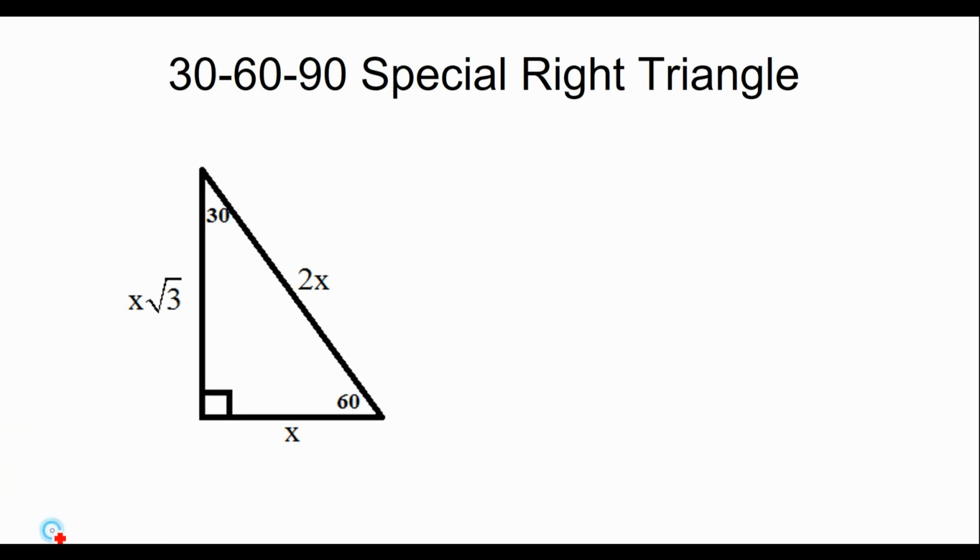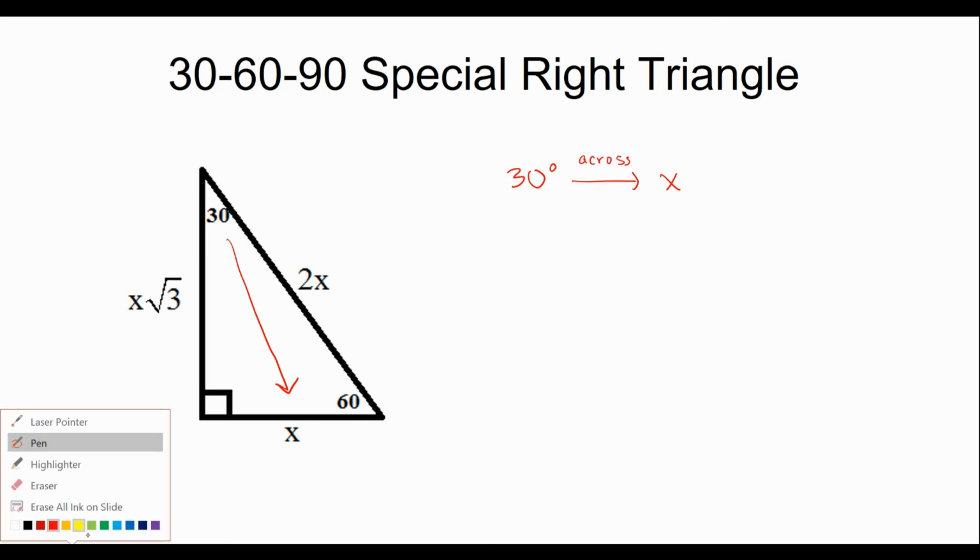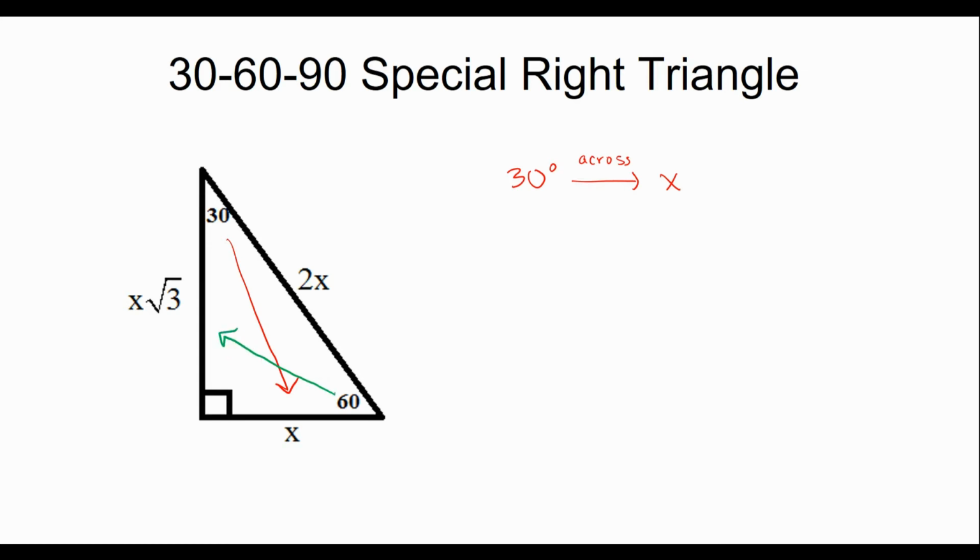Now, if we generalize the properties for 30, 60, 90 triangles like we did for 45, 45, 90, this is the general relationships. If we think about what the angles are across from in terms of side lengths, the 30-degree angle is across from the side length x. And this is what we call the smallest side, or the smallest leg. The next one, the 60-degree angle, is across from the side x root 3. So 60 degrees is across from x root 3.